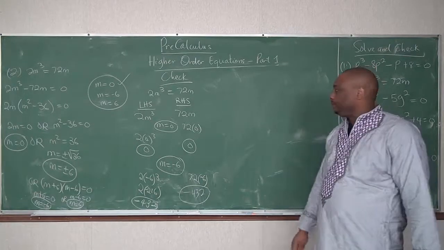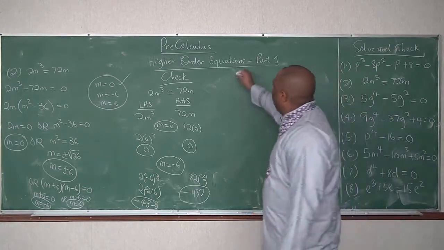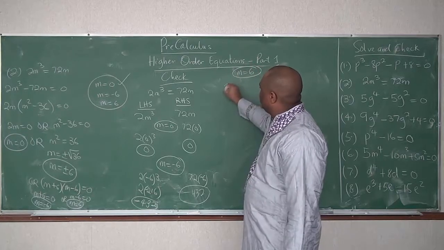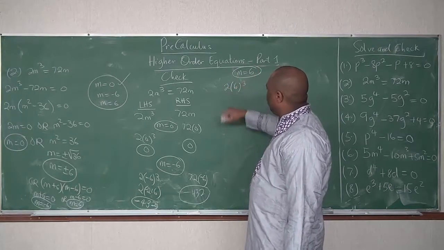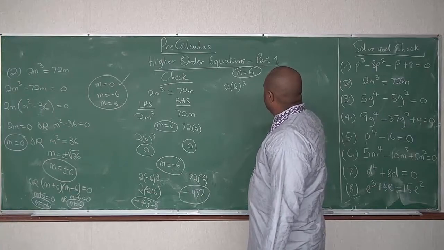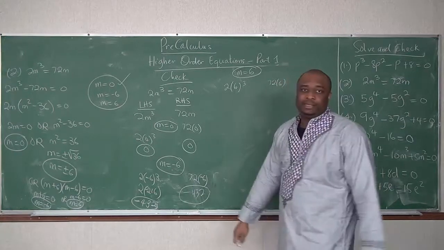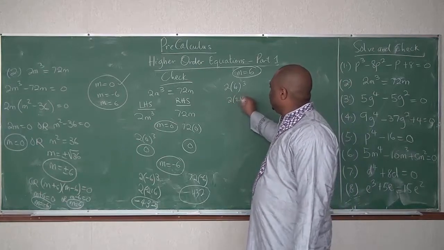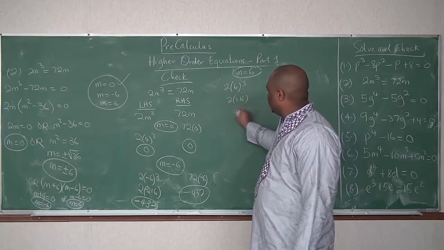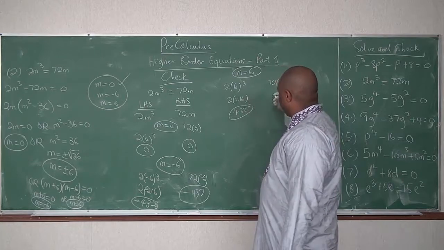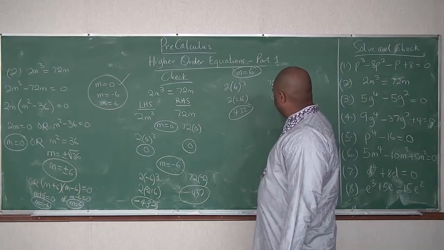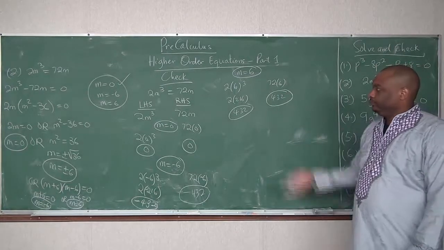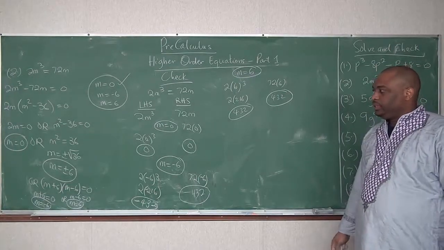Right? And then we check for m equal to 6. This is 2 times 6 cubed on the left hand side, and then 72 times 6 on the right hand side. This is 2 times 216, which will give you 432. And this is 72 times 6, which is 432. It works. So that's your answers.